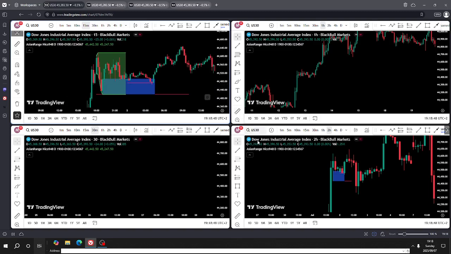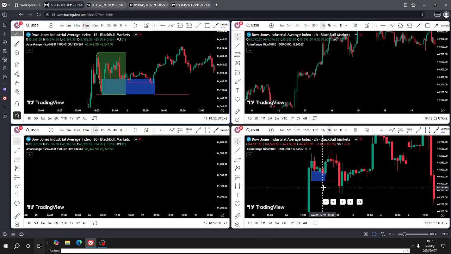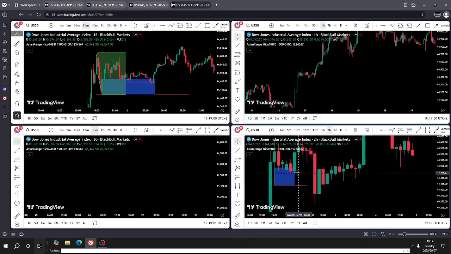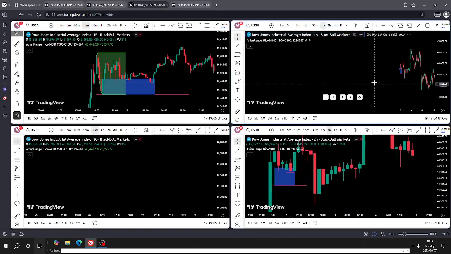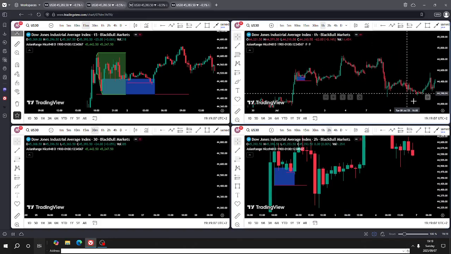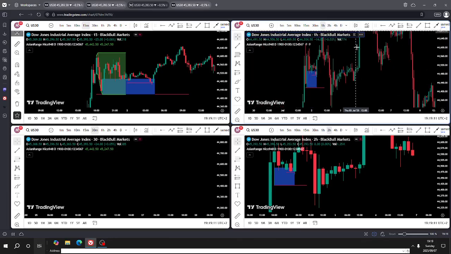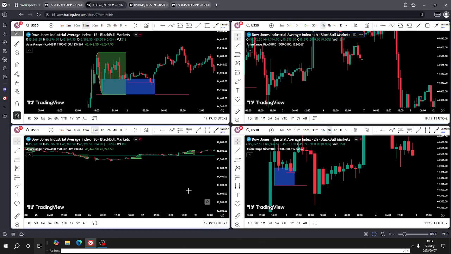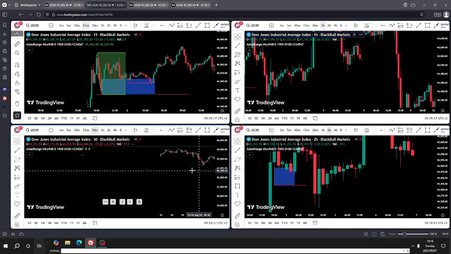From there, on the 2 hour, most of the time I normally see the market just sweep the previous candlestick on the high time frame. Just like here, you see that the previous candlestick has been swept. Even on the 1 hour, that previous candlestick has been swept. You can see the sweep of the previous candlestick in all the time frames.